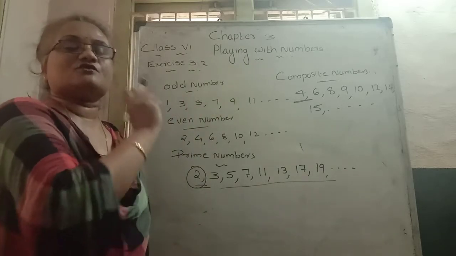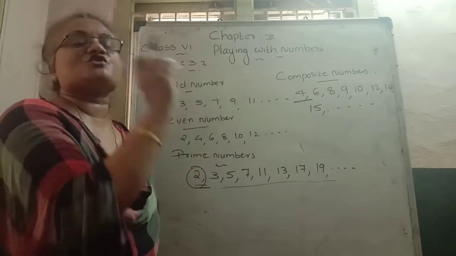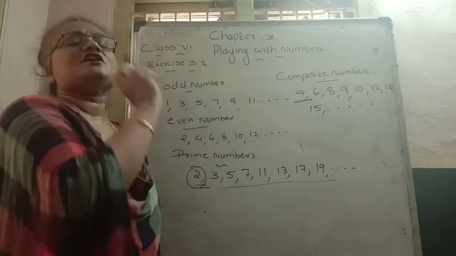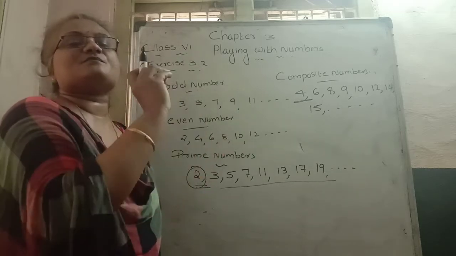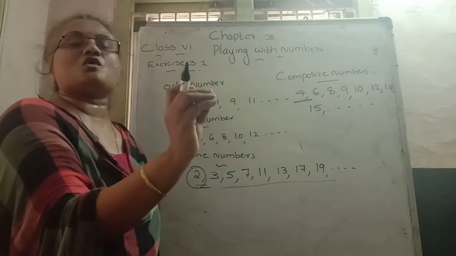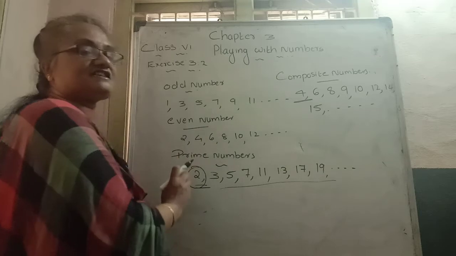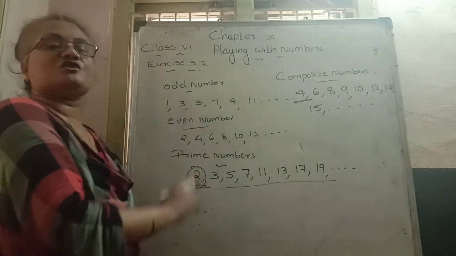2 is an even number. So the question asking which is the even prime number. So remember, 2 is the even prime number. Which is the smallest prime number? 2 is the smallest prime number. Except 2, all the remaining are odd numbers. Except 2, 2 is an even number. That also keep in your mind.